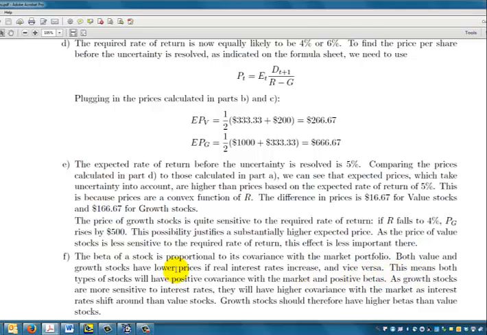So they're both going to be moving positively with the market. However, growth stocks are more sensitive to interest rates. They'll have higher covariance with the market as interest rates move than value stocks do. So this would fit the empirical fact that growth stocks have higher betas than value stocks.